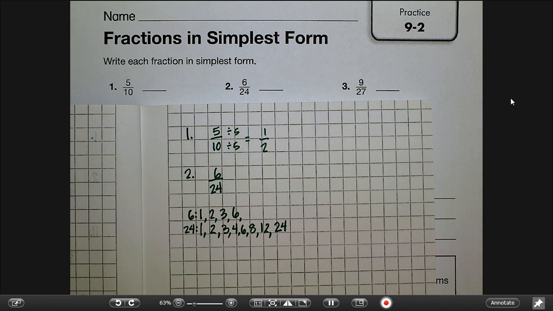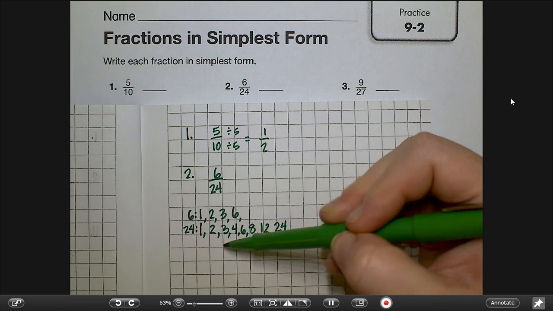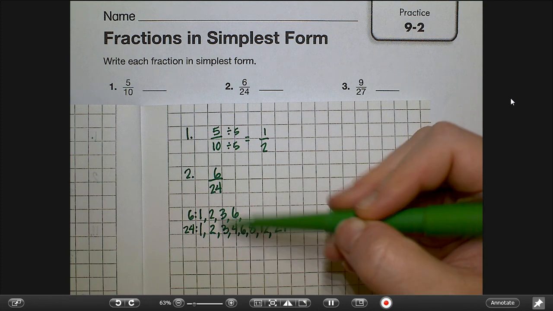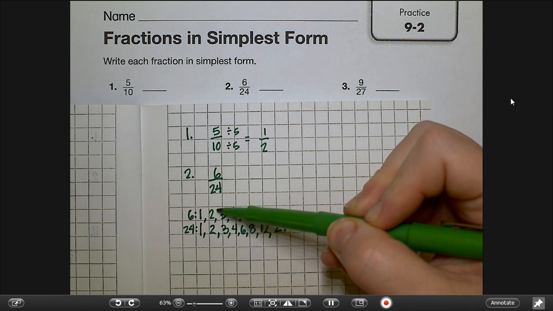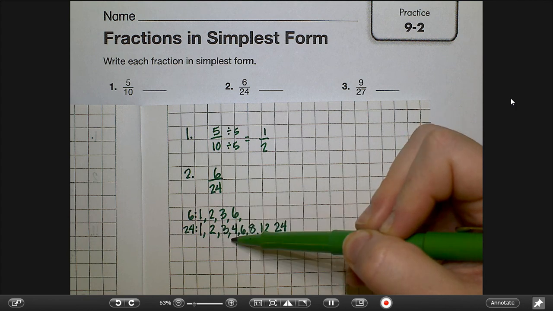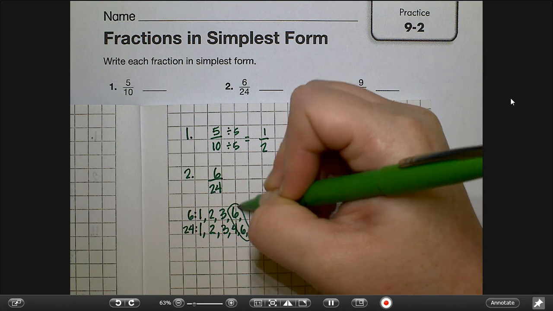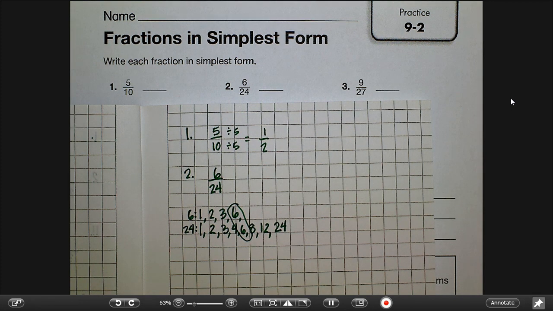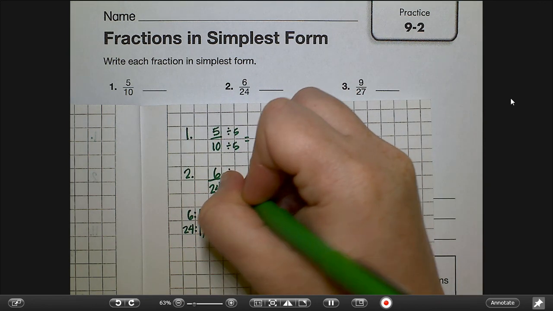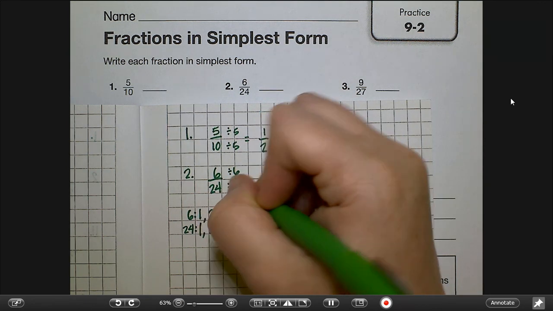What we need to find is the factor that they have in common that's also the biggest. So yes, they have 1, they have 2 in common, they have 3 in common. The largest factor that they have in common, though, is 6. And that's the number I want to use in order to find the simplest form. If I accidentally chose the wrong one, that would be okay. I would just have a number that wasn't yet in simplest form. I'd then have to divide it again. So let's go ahead and use 6 so that I don't have to do extra work.